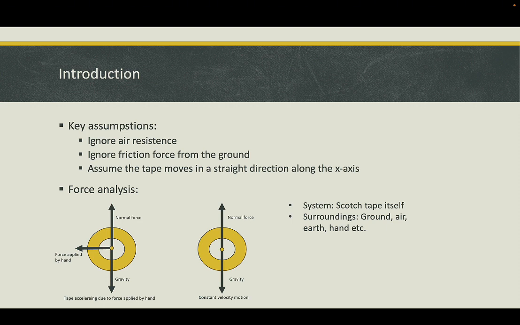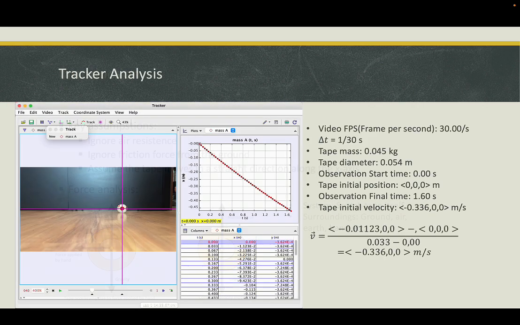Here's the force analysis. The system in this lab is the Scotch tape, and the surroundings are basically everything else, including the ground, air, earth, and my hand. When my hand touched the tape, there were three forces acting on the tape: normal force, gravity, and the force in the direction of the motion. At this time period, the tape was accelerating because of non-zero net force. As there were only two main forces, which cancel out each other, exerted on the tape, it was moving at a constant velocity. The following is my tracker analysis.